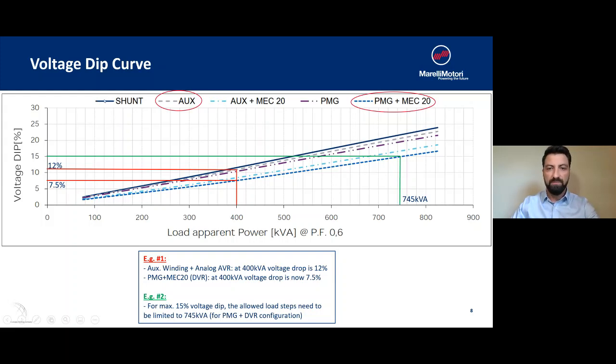The deep blue line is the shunt configuration, which is the basic factory configuration. The gray line is the auxiliary plus our analog AVR configuration. The light blue is the auxiliary with the digital AVR, our MEC20. The purple configuration is with a PMG and an analog AVR. And the blue is the PMG with a MEC20, our digital AVR. The PMG is a permanent magnet generator mounted on the rear end of the generator.